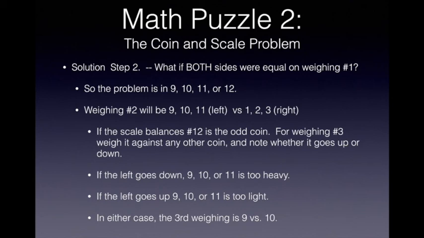And if it's too light, if on weighing number 2, 9, 10, and 11 altogether was too light, you look for the coin that goes up. And that's the problem coin, and we know it's too light. And if 9 and 10 are equal, well then we know that the problem coin must have been coin number 11. And from weighing number 2, we already know whether it's too heavy or too light.